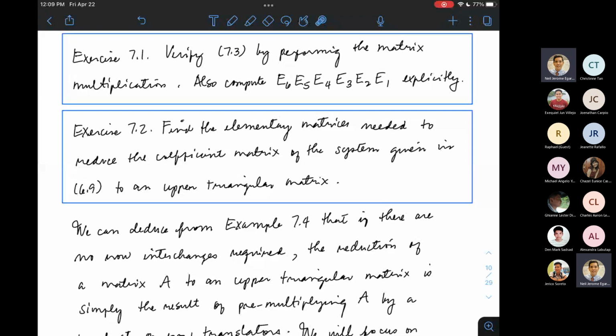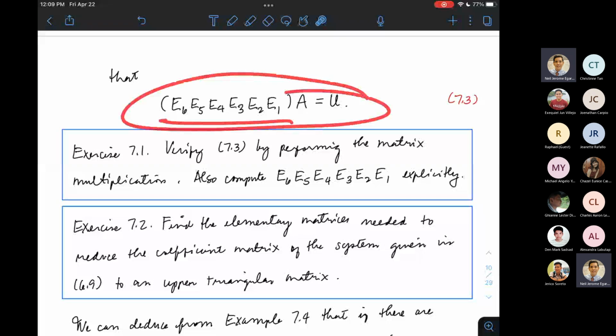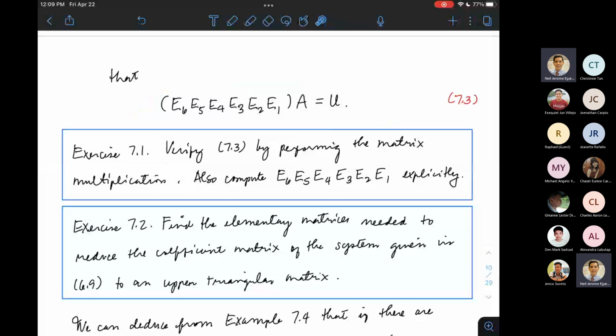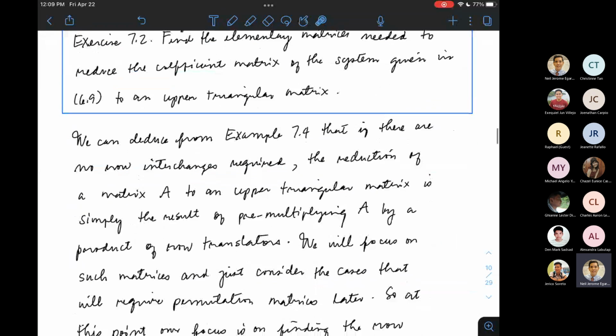So madali naman siyang i-verify. So katulad ng ginawa ni Christine, carry this multiplication out just to make sure that everything is in order. Otherwise, pwede nating i-reconsider yung solution natin. Katulad ng gagawin ko later para sa module 6 and module 7. Okay? But essentially, yeah, kailangan natin pa itong i-modify ng kaunti para makuha yung LU factorization.